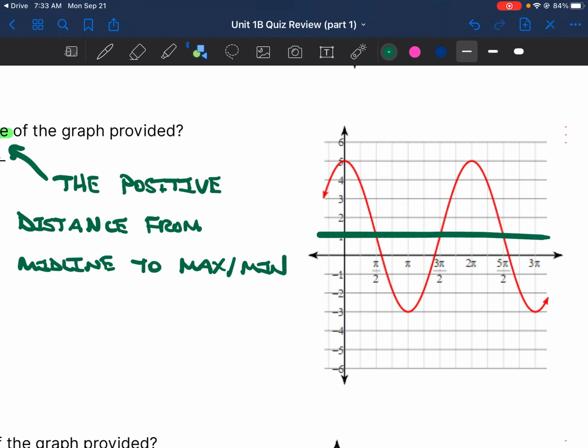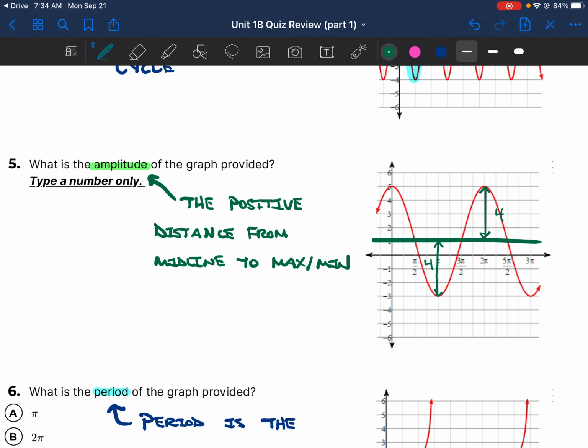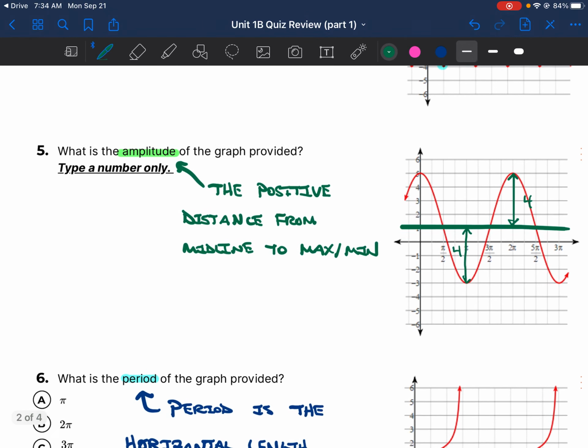Now let's go ahead and verify that the distance from the midline to the max and the midline to the minimum is the same. So midline to the max, that's going to have a distance of 4. Midline to a minimum will also have a distance of 4. So the amplitude is that positive distance. The amplitude is 4.